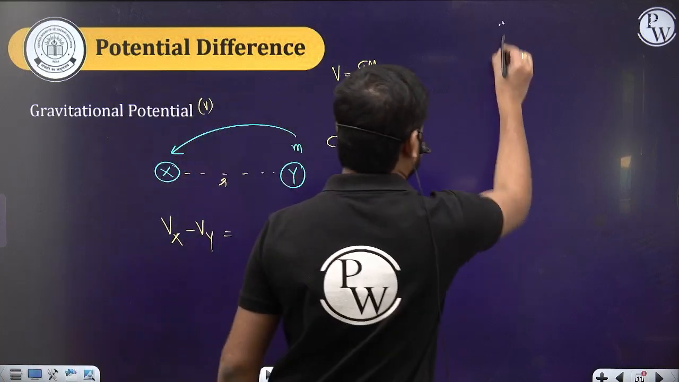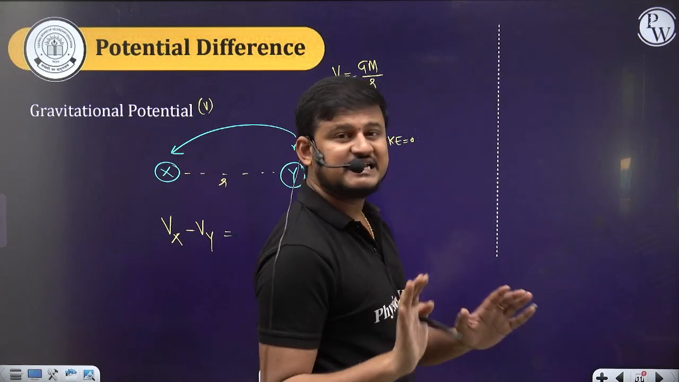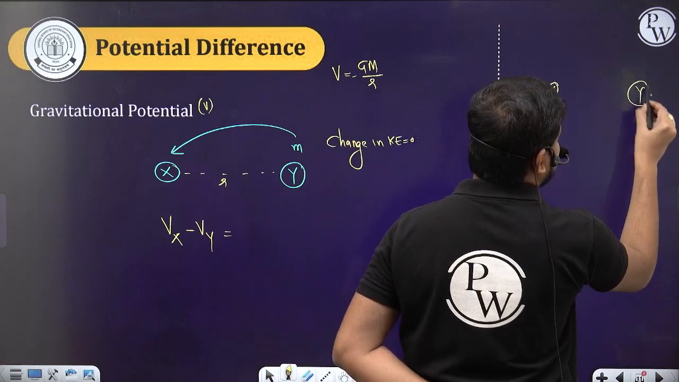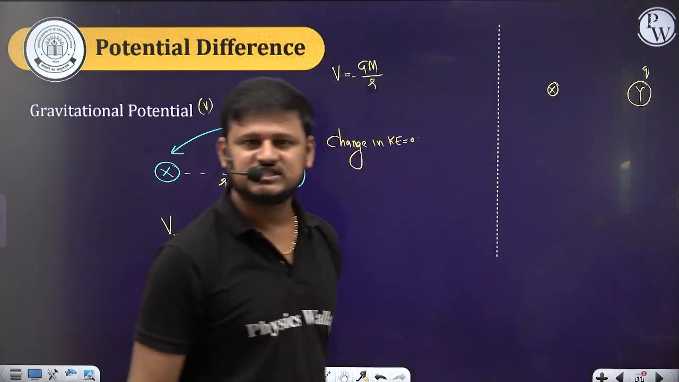You can understand easily. Chalo. So in grade 10th level, you studied. Let's suppose there are 2 points x and y. So at y, there is a charge q.